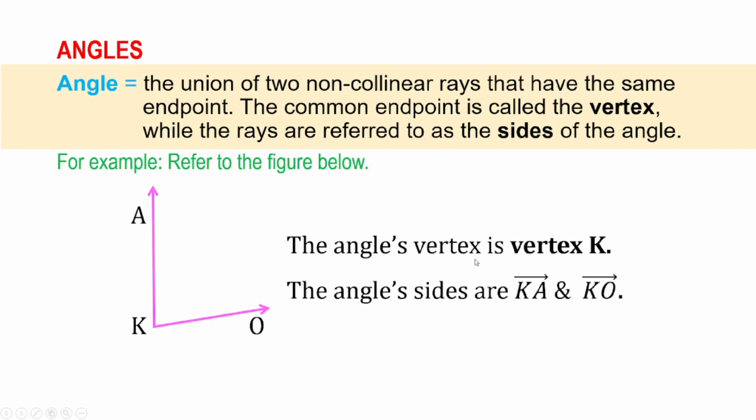So the angle's vertex therefore is vertex K. Do not forget to name it vertex and then the letter K. For the sides, we will just call them according to their names. So again, for this angle, the sides will be named ray KA or ray KO. Sometimes it's also called side KA and side KO.